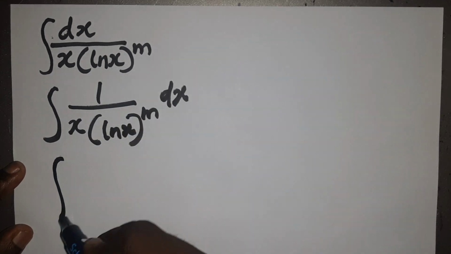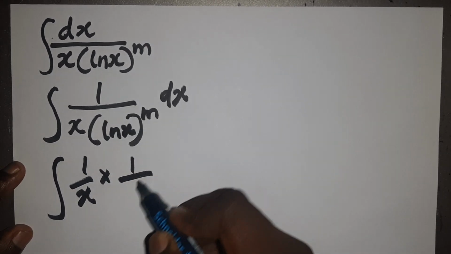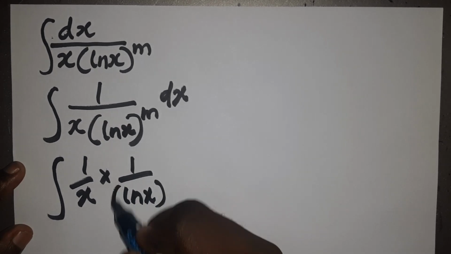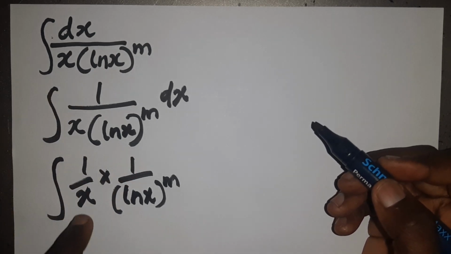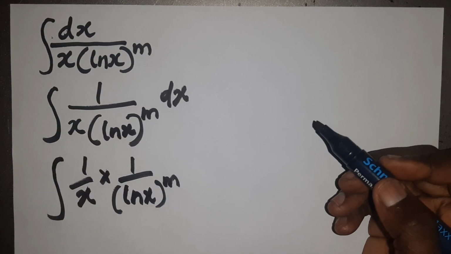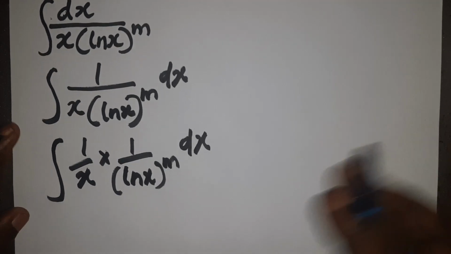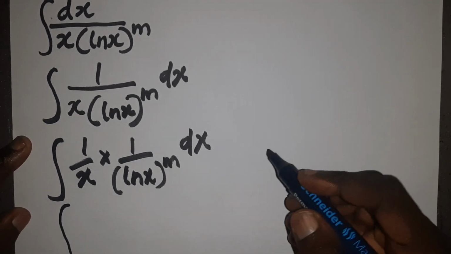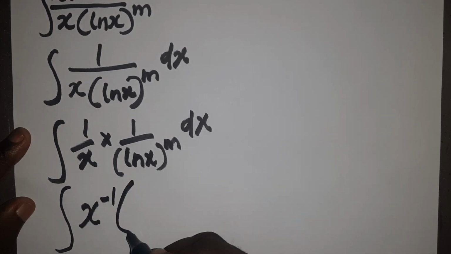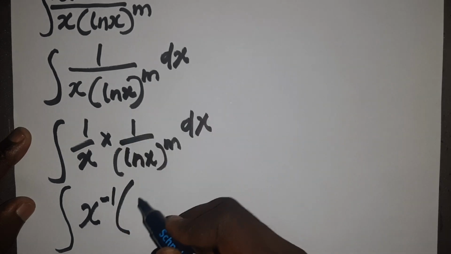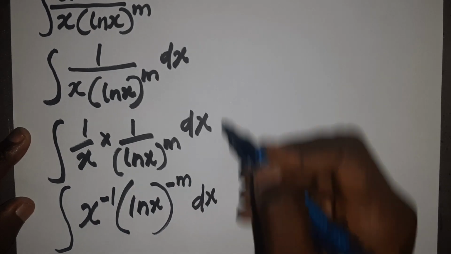So we now have the integral of 1 over x times 1 over ln of x, all raised to power m. Of course, 1 times 1 still gives you 1, and the x times ln of x raised to power m still gives you the term here. So we're on the right track. Then you fix your dx, and we can rewrite this and change it into a negative index. So we now have x raised to power minus 1, and for this one also, I'm going to rewrite it into a negative index, ln of x raised to power minus m, and then dx.